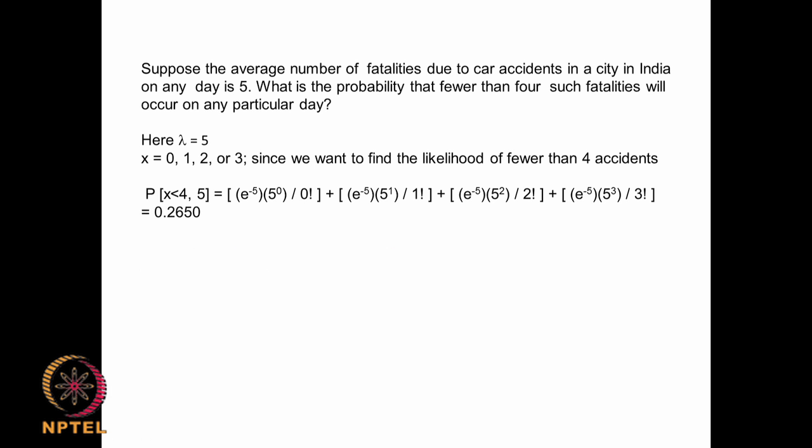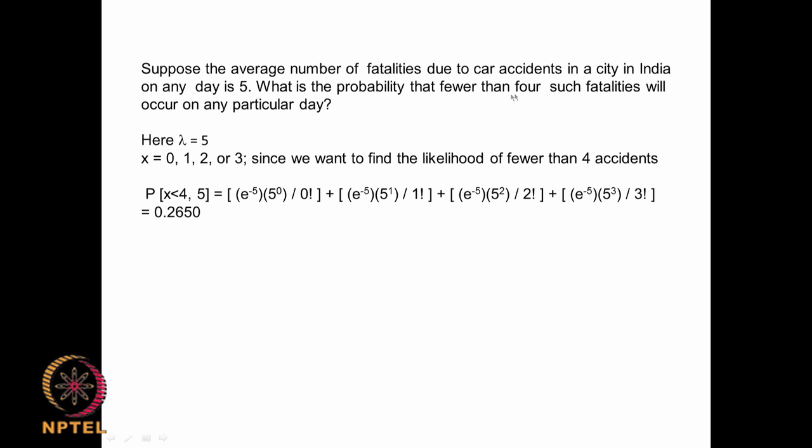Let us look at an example. Suppose the average number of fatalities due to car accidents in a city in India on any day is 5. This number one might have collected over a very long period of time, so it is almost like huge population data. So on any particular day there could be 5 accidents which lead to a fatal result.